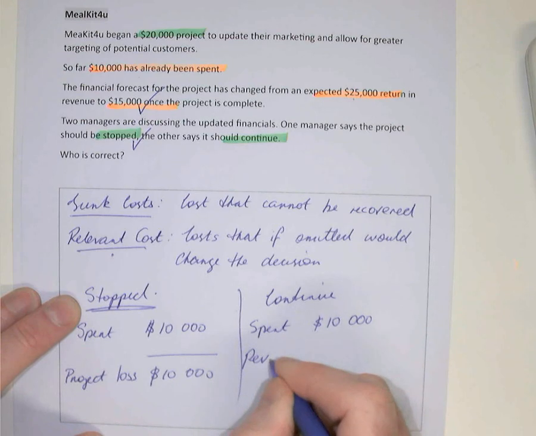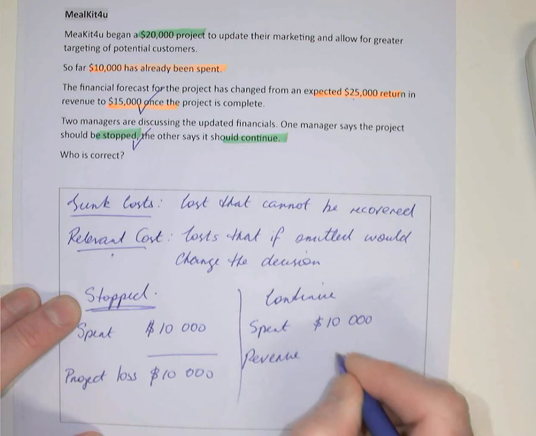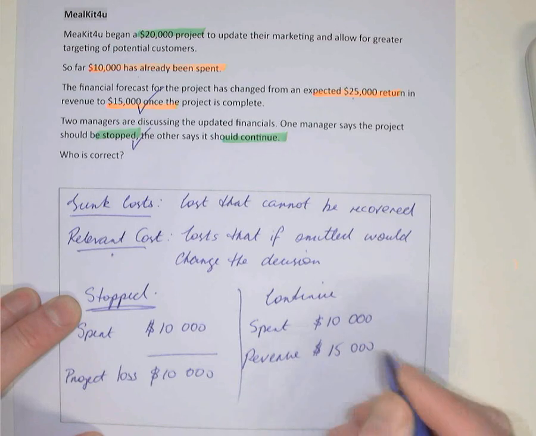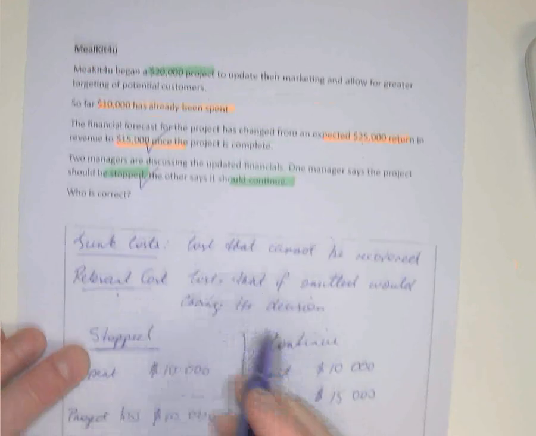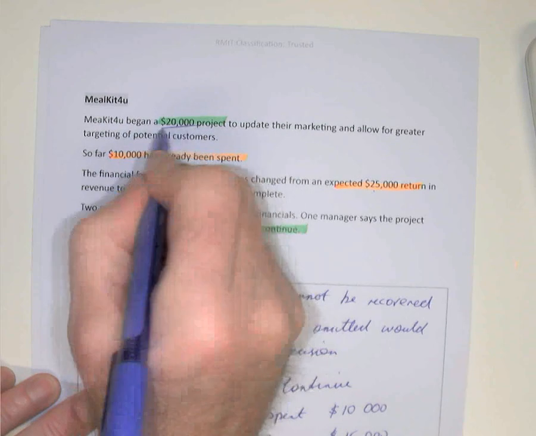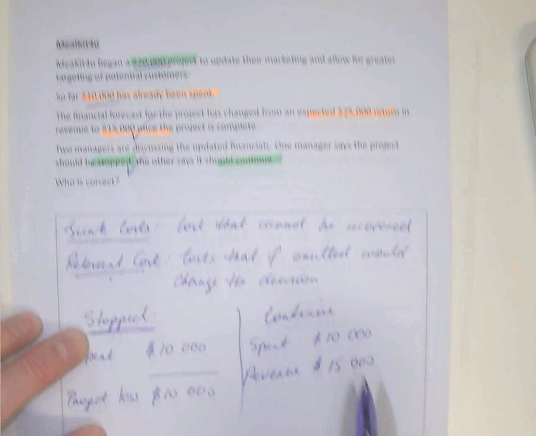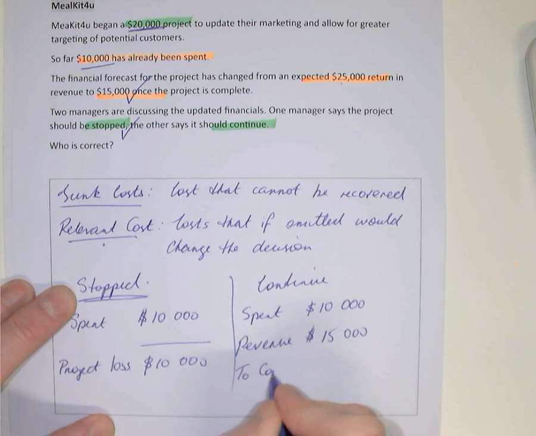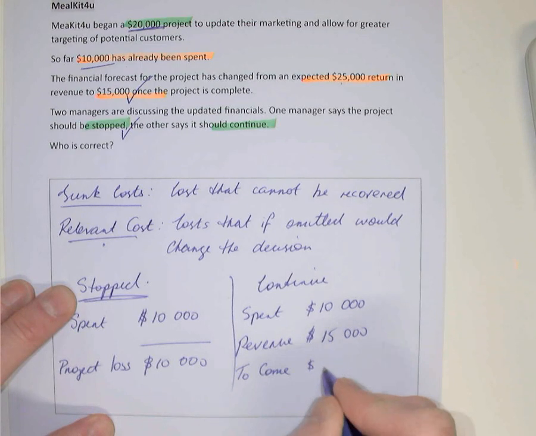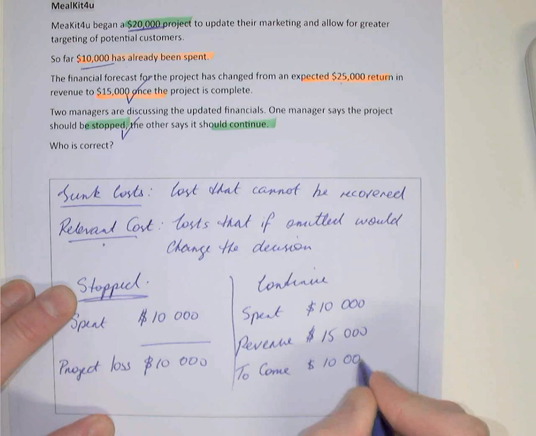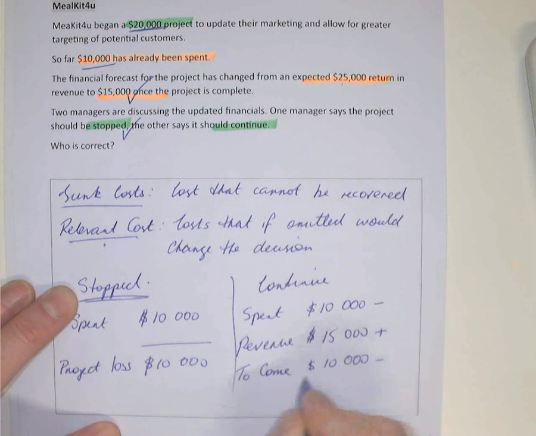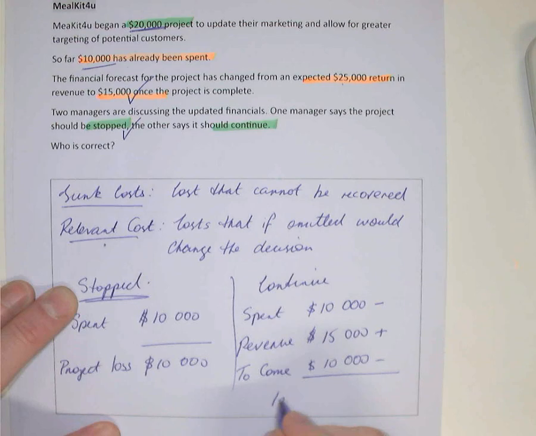I'll abbreviate that. $15,000. And there's another $10,000 to come. Because the project was $20,000, we've spent $10,000, so there's another $10,000 to come. More expenses of $10,000. So we've got a loss, still a loss, of $5,000.